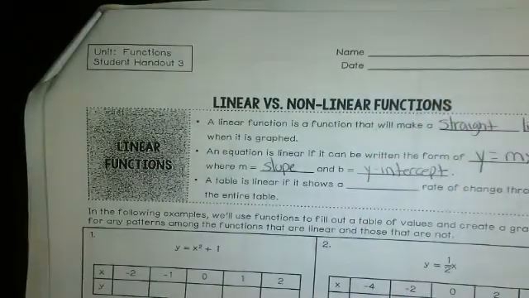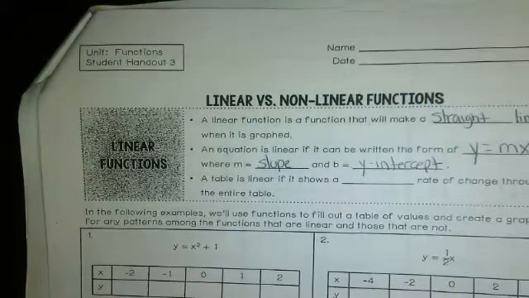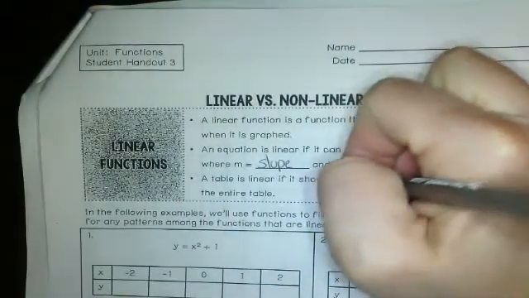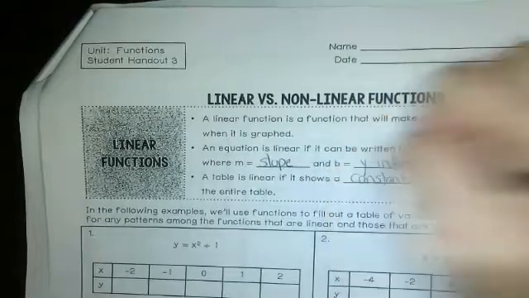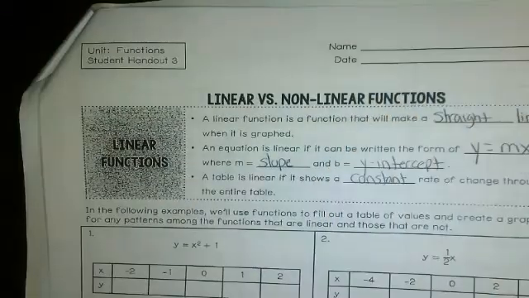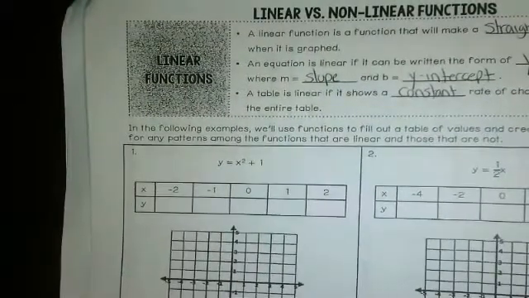A table is linear if it shows a constant rate of change throughout the entire table. So if I give you a set of data, you determine if it's a function. I'm then going to ask you to do a little bit more work and see if that's a linear function. This tends to be a trickier skill. So let's talk about these two examples. The following examples will use functions to fill a table of values and create a graph. Look for any patterns among the functions that are linear and those that are not.